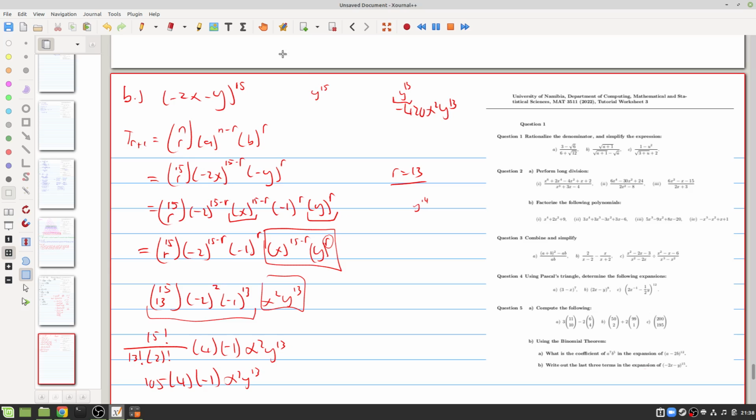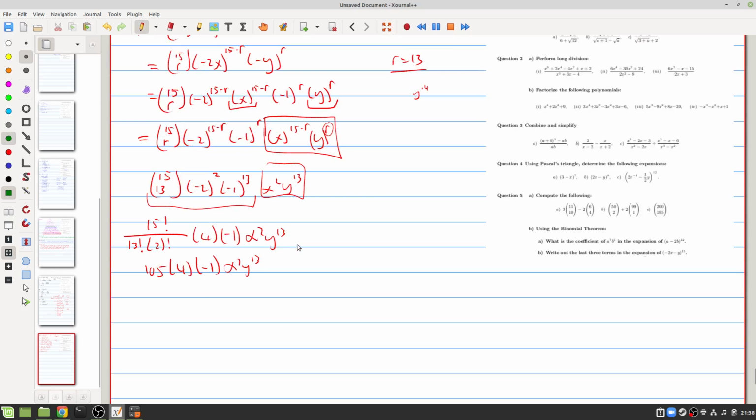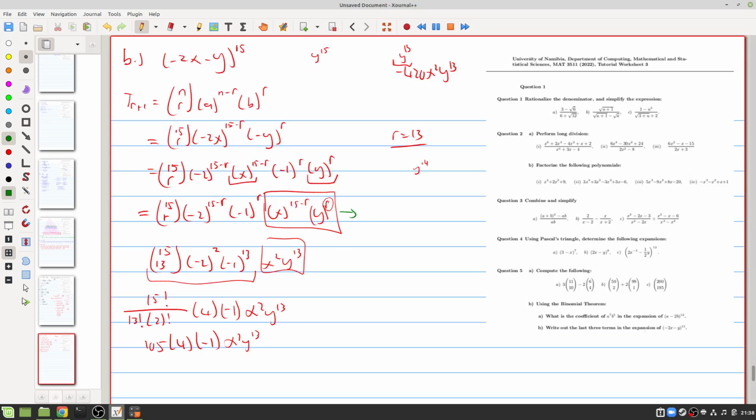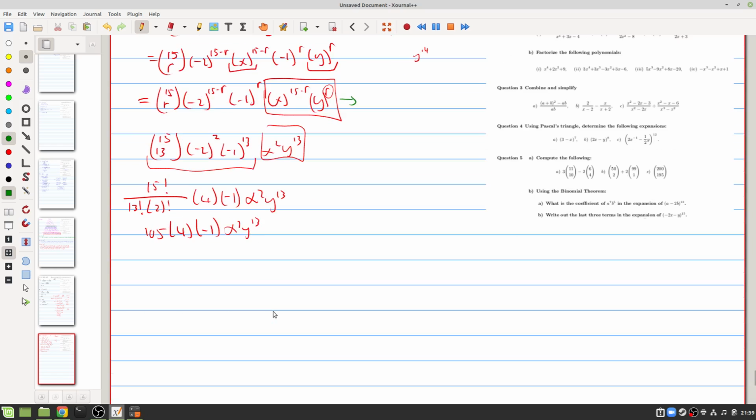Okay, then let's do y to the power 14. Let's change colors for that one. So we're back to this. This thing still remains the same because it's the same thing we expanded here. Now we just have to make r 14. So then we do 15 choose 14, negative 2 to the power 15 minus 14, which is just 1, and then negative 1 to the power 14. Then we've got x to the power 15 minus 14, so that's just x, and then y to the power 14.